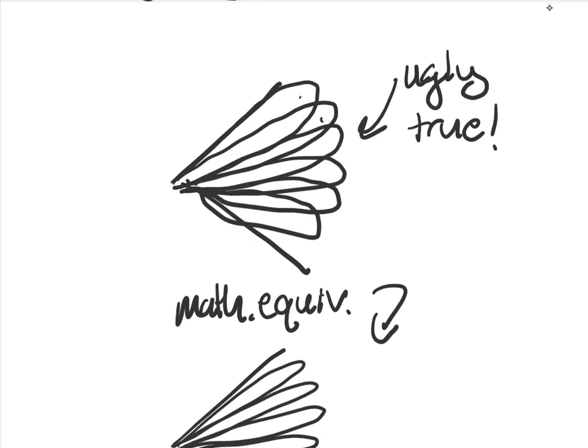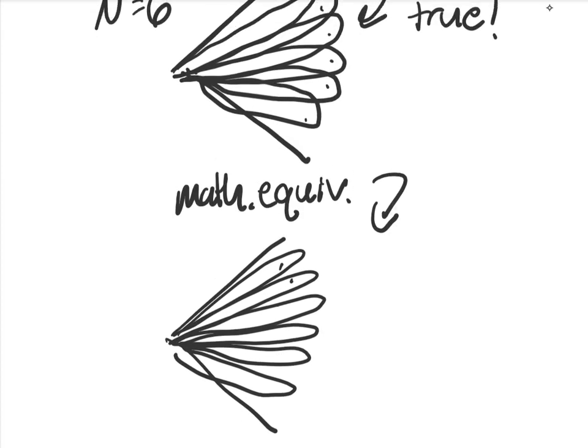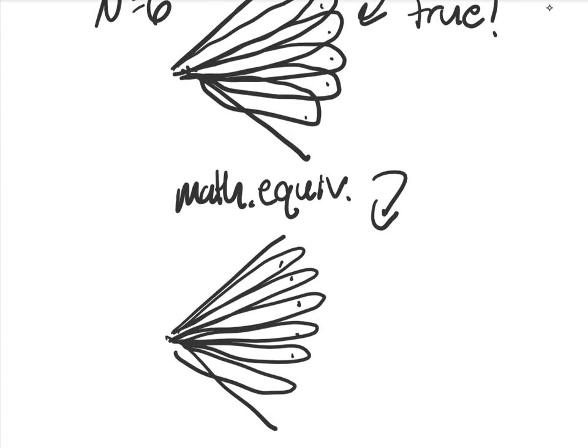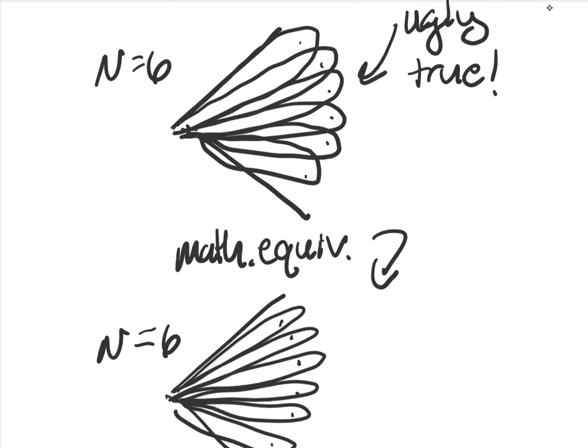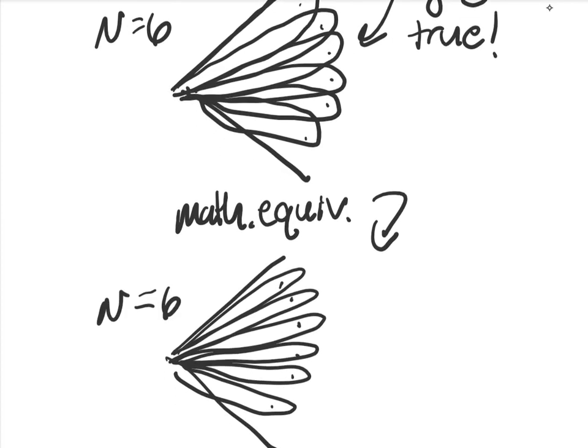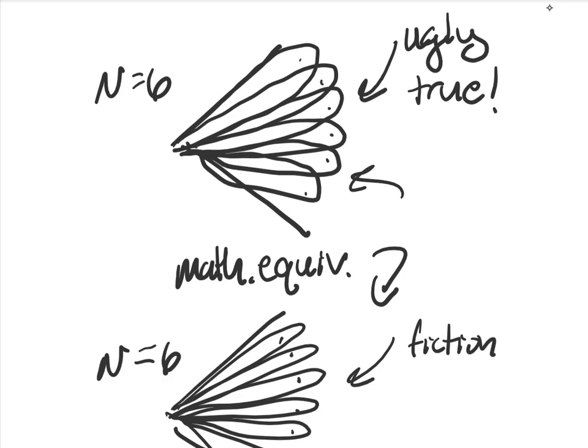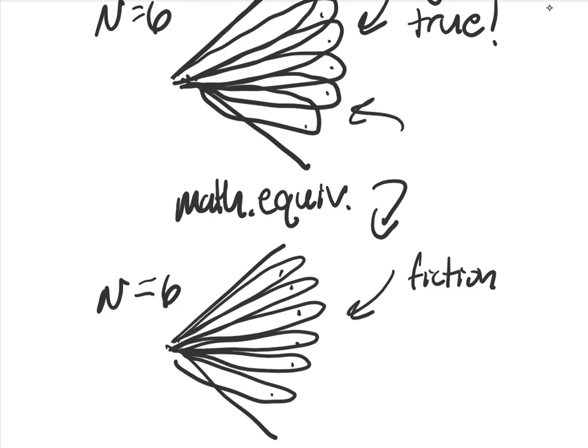So 1, 2, 3, 4, 5, 6. 1, 2, 3, 4, 5, 6. So I embraced a little bit of fiction just to make the pictures a little nicer, but now you know the ugly truth, and that they're mathematically equivalent. And so you can decide for yourself which picture you want to espouse.